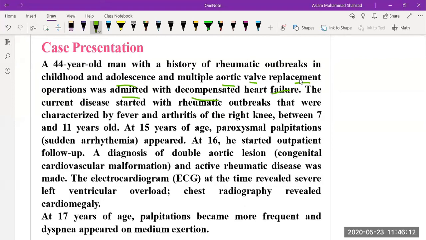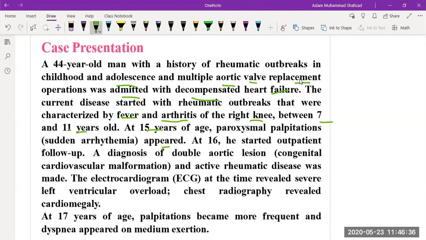The current disease started with a rheumatic outbreak that was characterized by fever and arthritis, which is the inflammation of the joints, of the right knee between 7 and 11 years old. And at 15 years of age, paroxysmal palpitations, which is known as sudden arrhythmias, appeared.